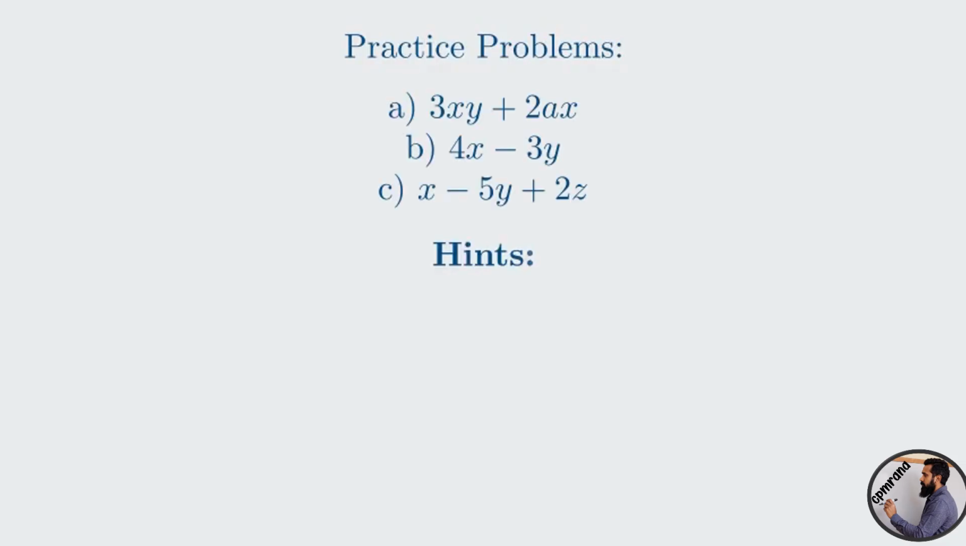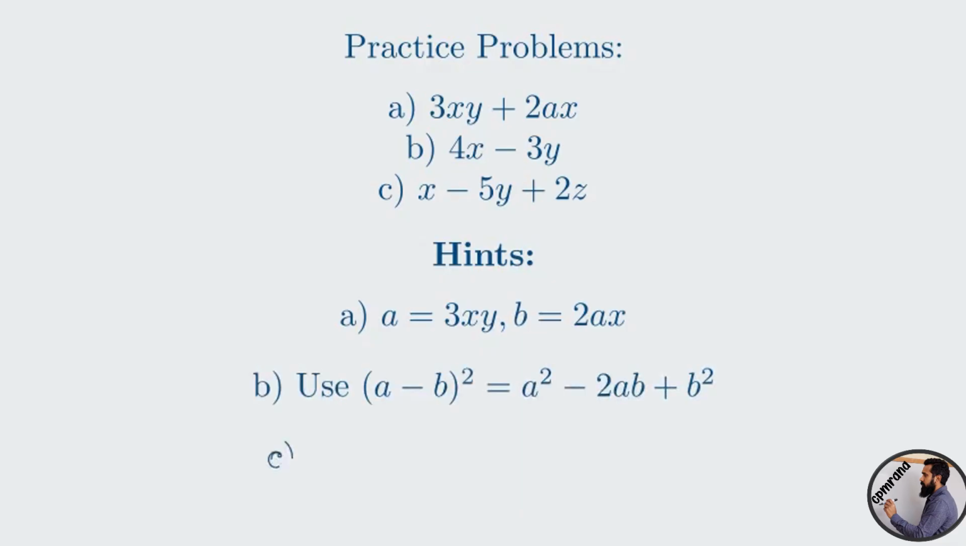Now that we have covered the main examples from the lesson, it is time for you to practice. Try to solve these 3 problems on your own. For the first one, remember to treat 3xy as your entire first term. For the second, use the subtraction identity, and for the third, try the grouping method we just learned. You could group x and 5y together as your first part.